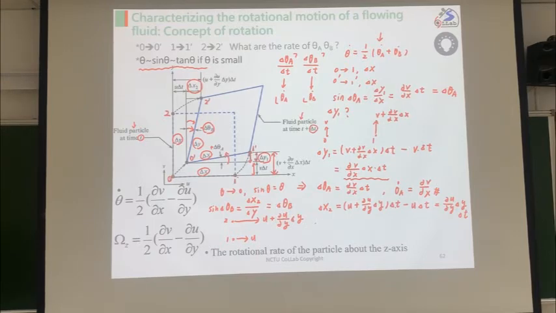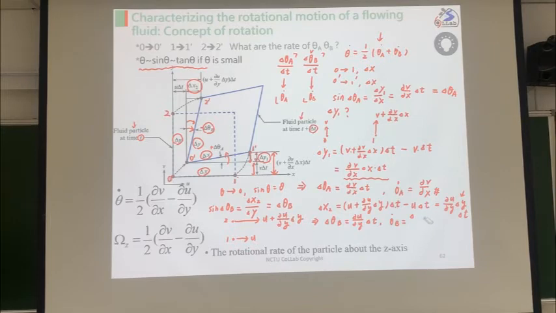So we take a look and summarize: delta theta b is equal to delta x2 divided by delta y. So the delta y will cancel out. Finally, we only have du/dy delta t. And then following this equation showing here, we know the theta b rate is equal to delta theta b divided by delta t.